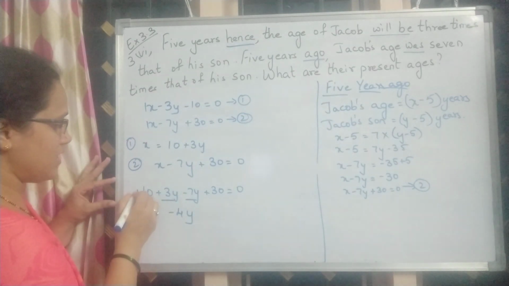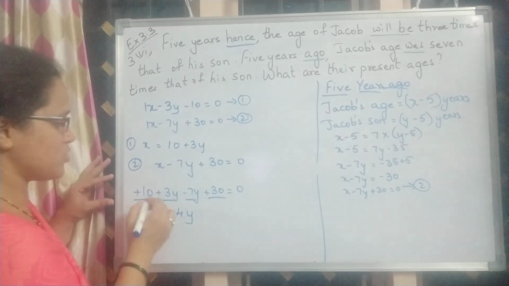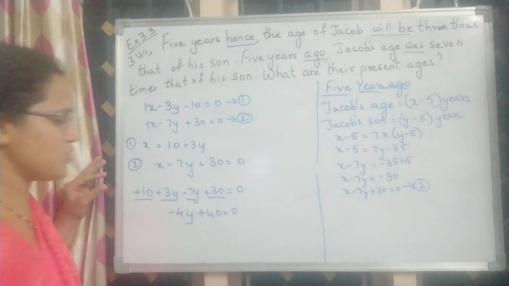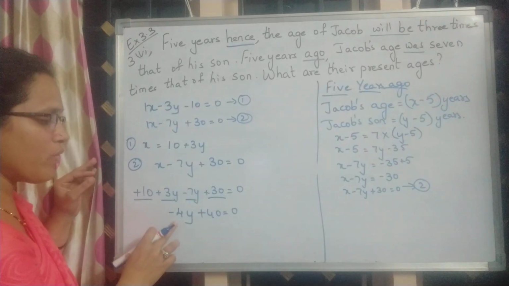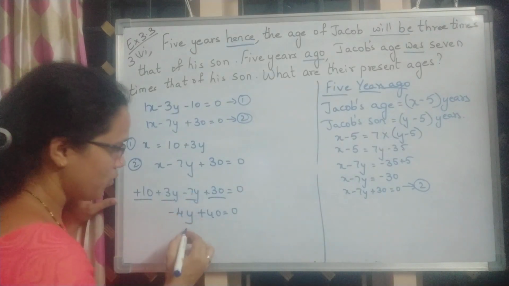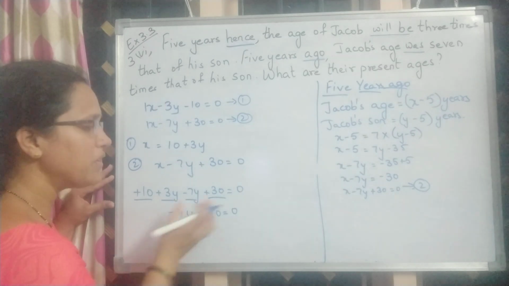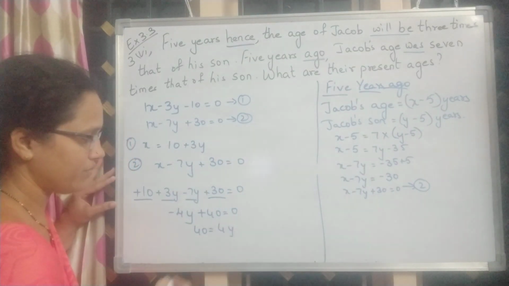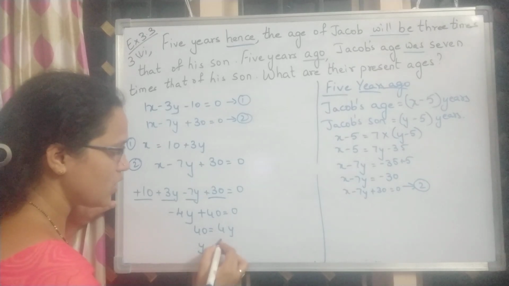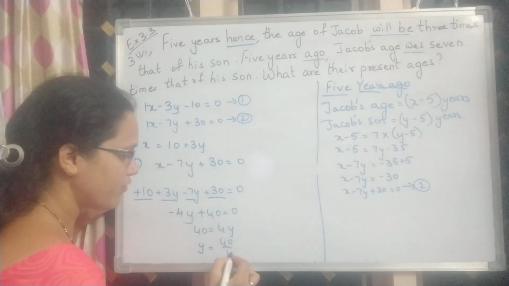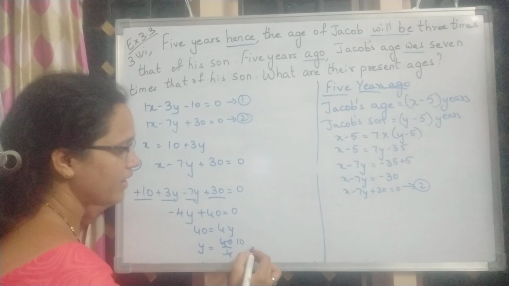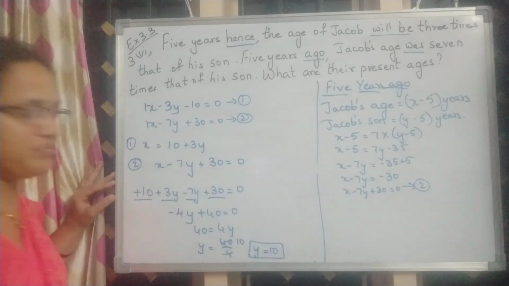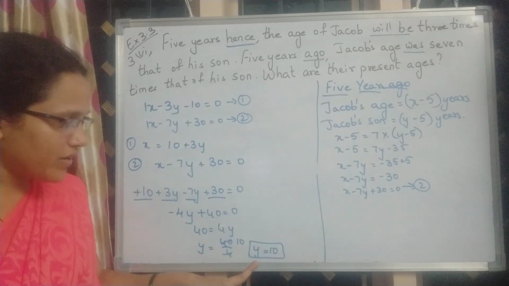Now the constants are also under addition, so 10 plus 30 becomes 40. So minus 4y plus 40 equals 0. Because this is negative, let me take it to the other side. That is 40 equals 4y, and y equals 40 by 4, which is nothing but 10. So the value of y is nothing but 10.